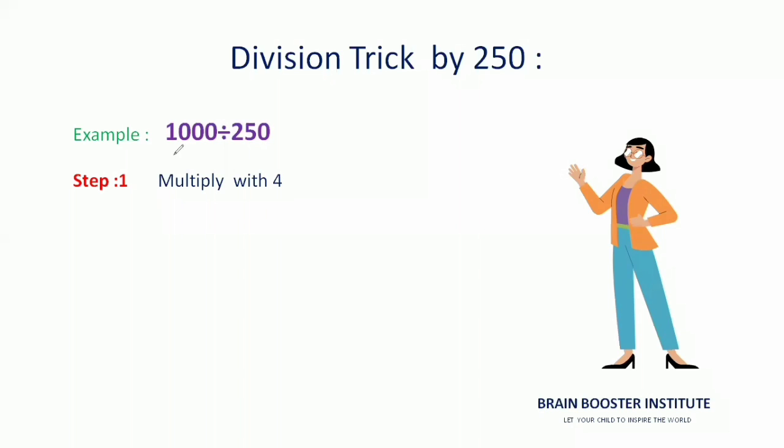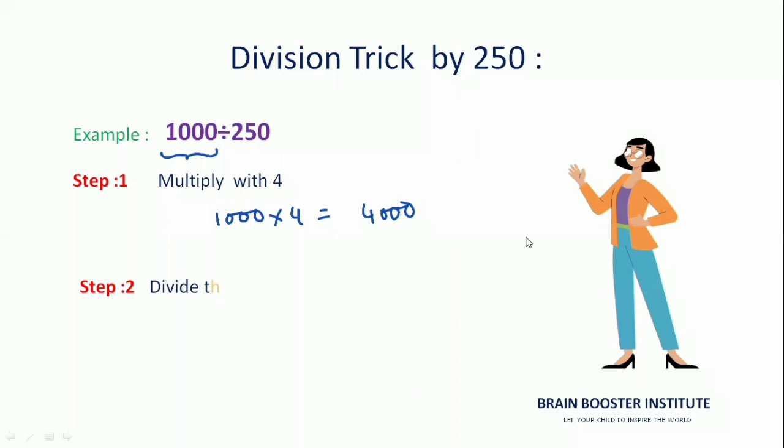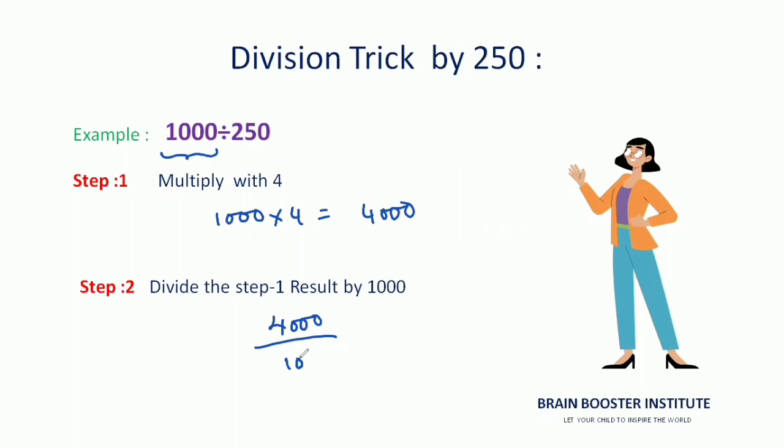Wonderful. So my friends, multiply the given number with 4. It's very simple. So 1000 into 4 is nothing but 4000. That's it. And step 2, divide the step 1 result by 1000. So very simple. And 4000 by 1000, the 000 cancel, the answer will be 4. I've got the same answer, my friends.